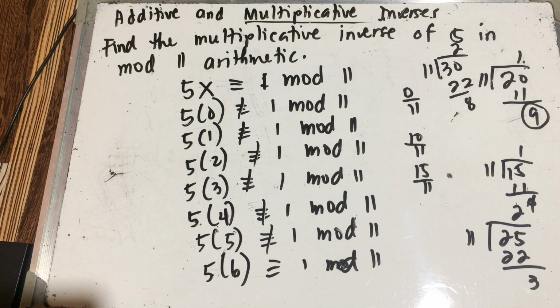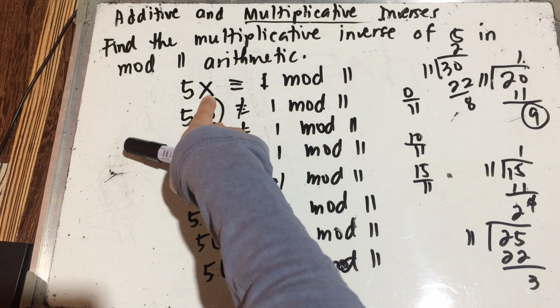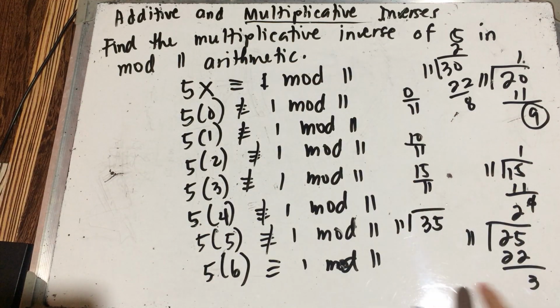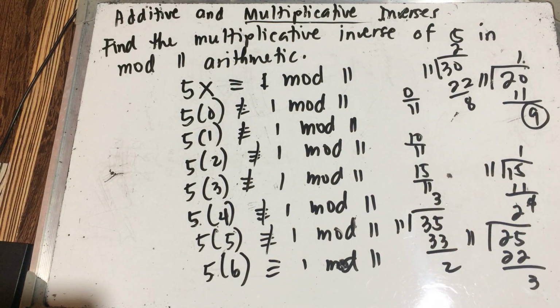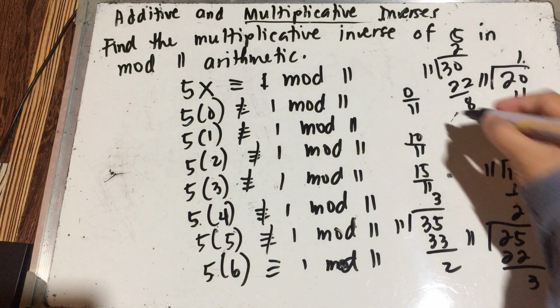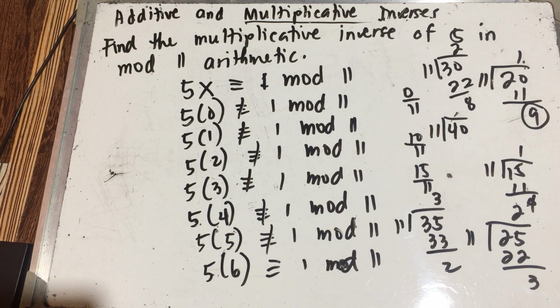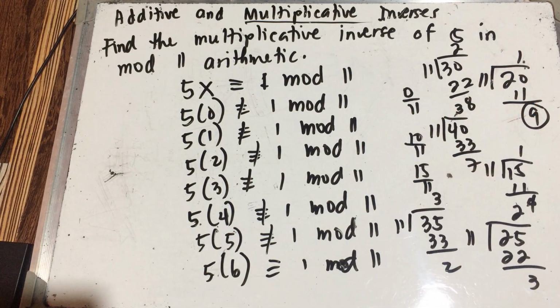Try natin ang 7. Halimbawa ay 7. 7 ay 35. Divide it by 11. So, ang pwede ay 3, 33. So, 2 ang remainder. Pag naman 8, so, ay magiging 40. Divide by 11. So, ang pwedeng i-divide sa 40 ay 3. So, 33. Ang remainder ay 7.